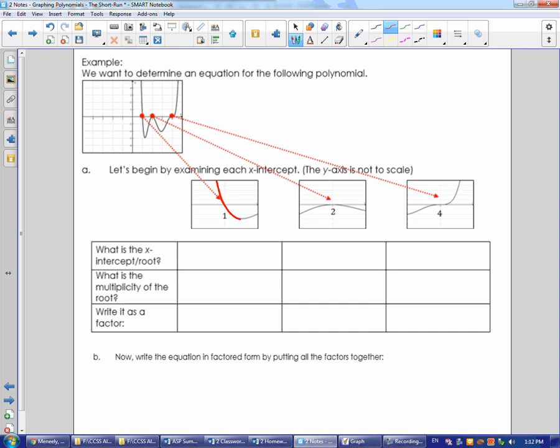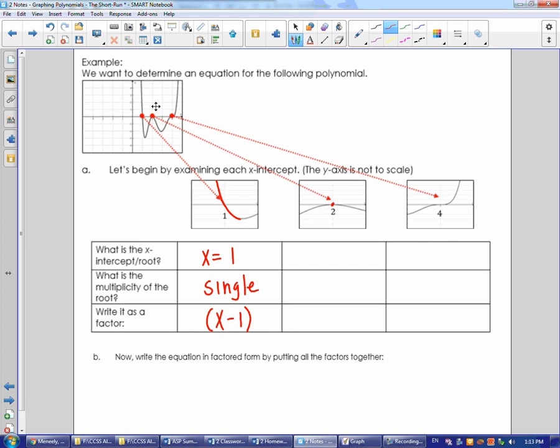So in this case, if x is 1 is my root, or my x-intercept, and the graph just passes through like a line, it's considered a single root. And so if I write it as a factor, I'm just going to write this as x minus 1 and put that in parentheses.